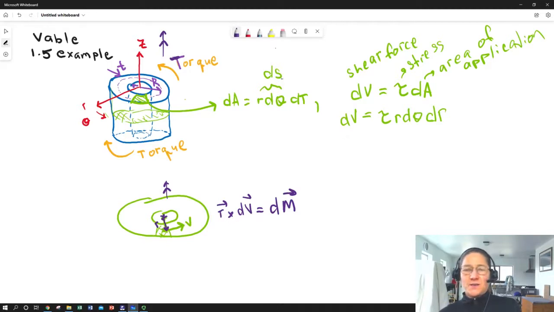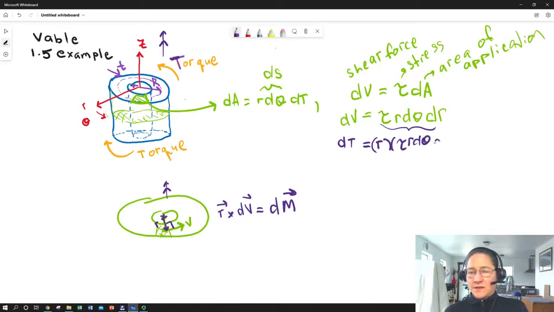So we could express over here dT equals R, and because everything's perpendicular, I don't have to do the cross product. I can just multiply by R. We kind of have R times F. So we have R times dV, which is all of this. So we end up with R times tau R d theta dr.